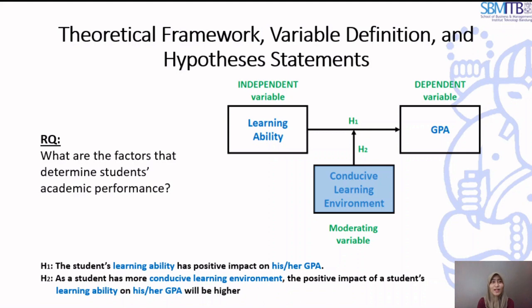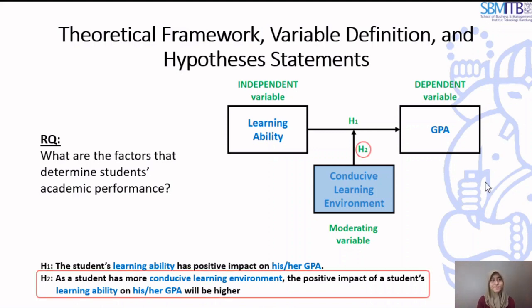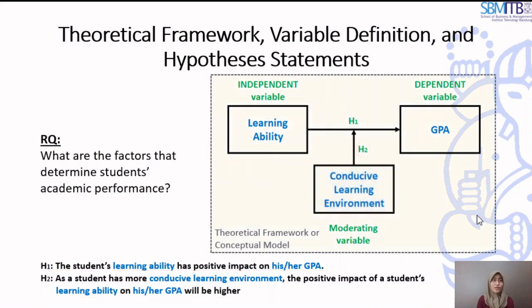We might as well expect that if such situation occurs to the students with high learning ability, the results will be tremendous. Thus, we generate the second hypothesis. As student has more conducive learning environment, the positive impact of a student's learning ability on his or her GPA will be higher. Here, now we have our own theoretical framework regarding the research question.